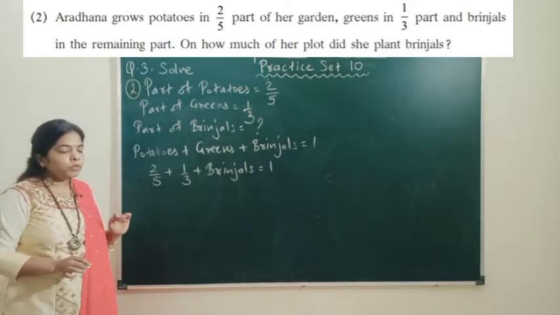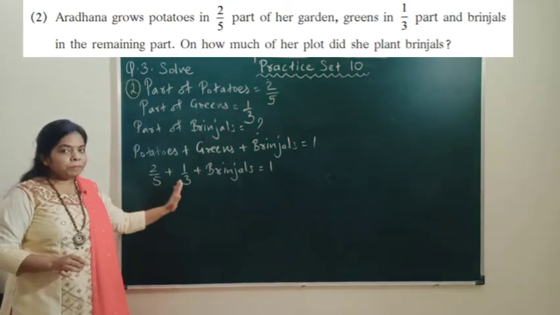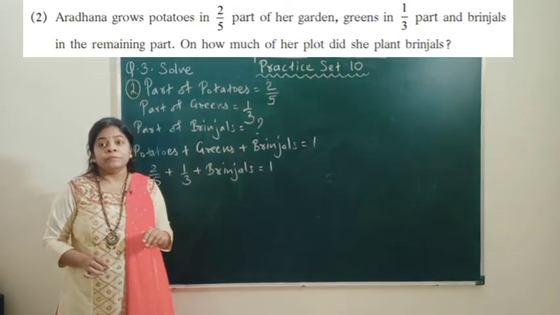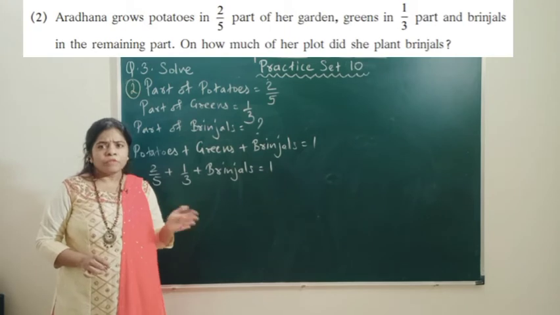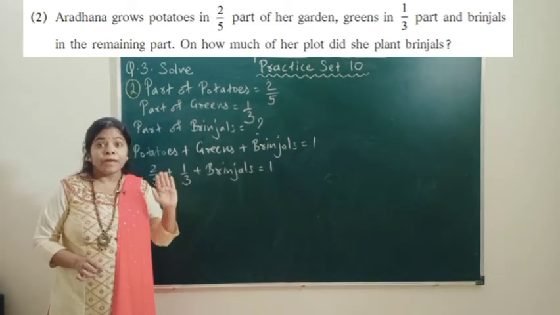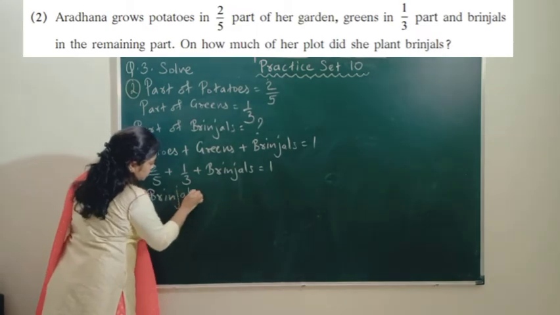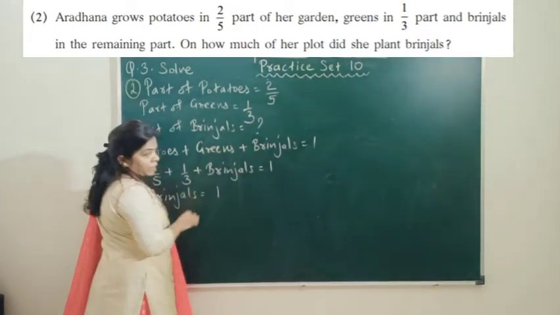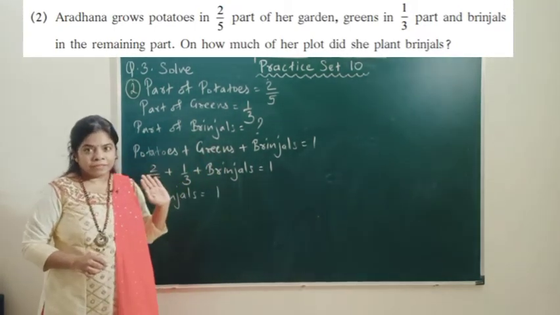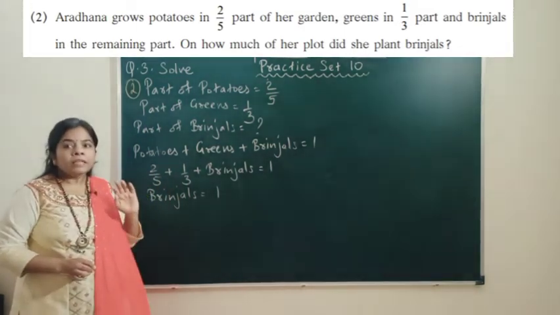So what I am going to do is I will shift both the numbers on the other side of is equal to. So these are plus, they are going to become minus when they go on the other side of is equal to. Because we know when we shift the number from one side of is equal to other, they take the opposite sign. So plus will become minus. One will remain there, it is its place, and these two will be shifted, they will become minus. Why are we shifting them? Because we want to find the value of brinjals. That is why.